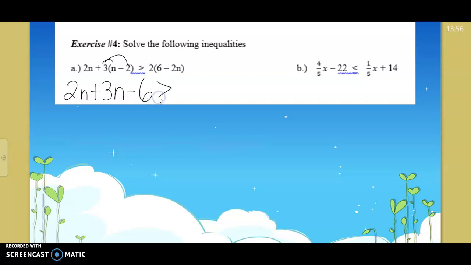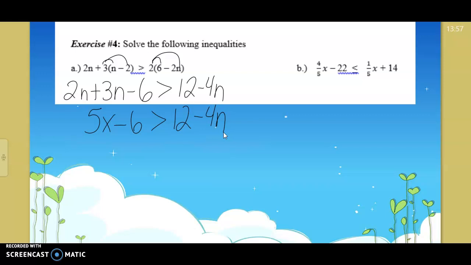I'm going to do the same on the other side. I'm going to pass out the 2 to everything in the parentheses. That's going to give me 12 minus 4n. Again, save yourself some trouble. Start to combine like terms before you move things from one side to the other. So 2n plus 3n is 5n minus 6 greater than 12 minus 4n. And here we get to a kind of a crossroads where we have multiple options. We can do probably 2 or 3 different things and still get to the same answer.